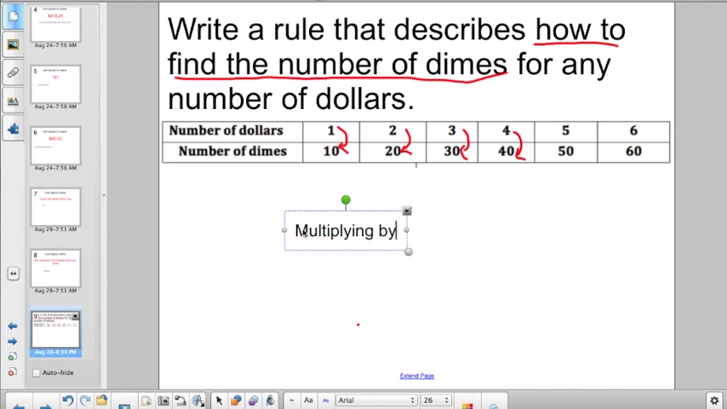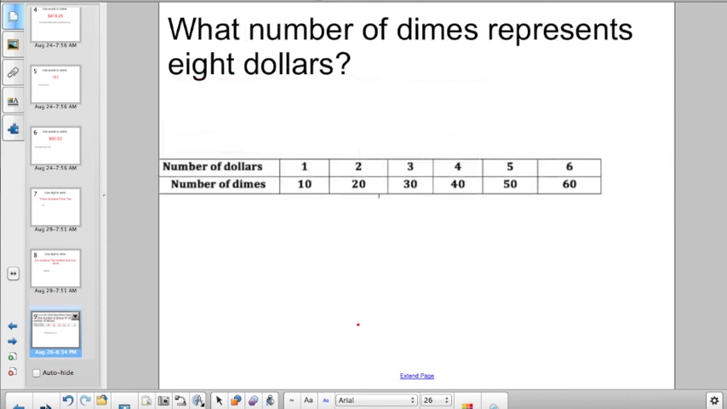Multiplying by what? This time the rule is we're multiplying by tens. 1 times 10 is 10. 2 times 10 is 20. 3 times 10 is 30. 4 times 10 is 40, and so on, correct? That wasn't too tough. But that's not going to be the answer on today's lesson, I guarantee you that.